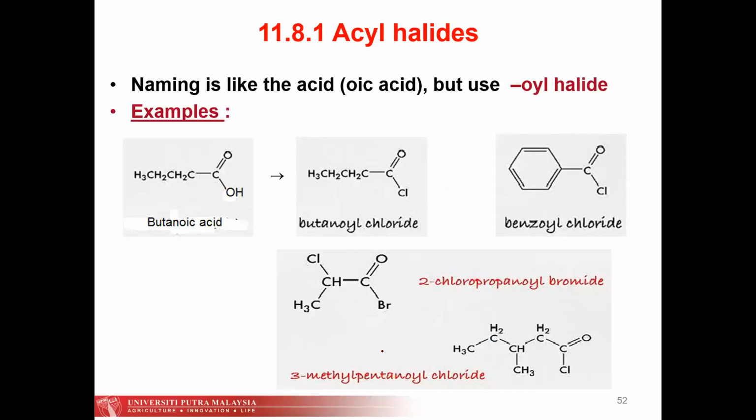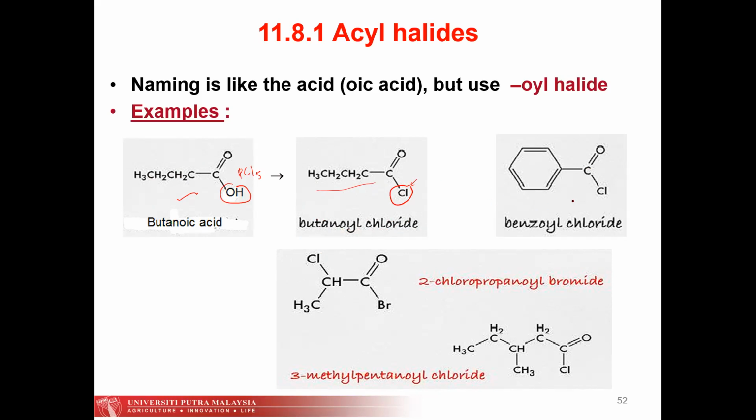Okay, so for acid halide, the first derivative of carboxylic acid, naming is like the acid, but use oyl halide. For example, this is butanoic acid. So if you make a reaction with PCl5, let's say, it will produce this compound, kan? The hydroxyl group is substituted by the Cl. So the name for this compound is butanoyl chloride. Kalau kat sini bromine, butanoyl bromide. Macam tu je.